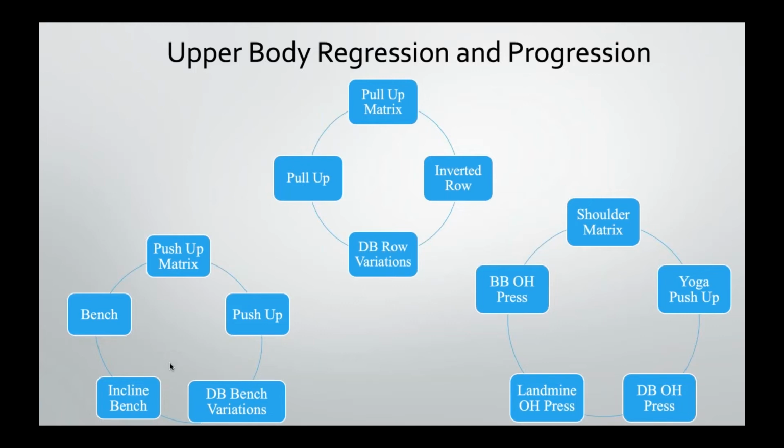We have our shoulder matrix, which kind of goes hand in hand with our pull-up matrix, but more so this shoulder matrix is based upon reaches, giving that athlete the capacity and the ability to reach behind them or out to the side, no matter where that ball is, to give ourselves the best chance possible to get the ball and move and score or get the ball down the floor. So we have a yoga push-up that follows after that, dumbbell overhead press. We have landmine variation that we'll use, and then we can always use the barbell.